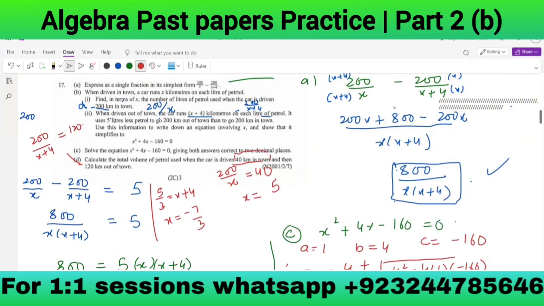200 over x is equals to 40. So we get x. And then 120 kilometer out of the town. So for out of the town, what was the equation? 200 over x plus 4 is equals to 120. So we get the equation. And because they're asking about the total petrol, so we can add them.